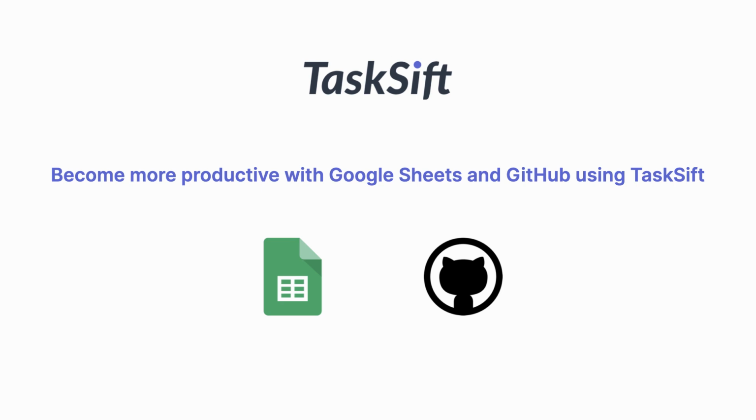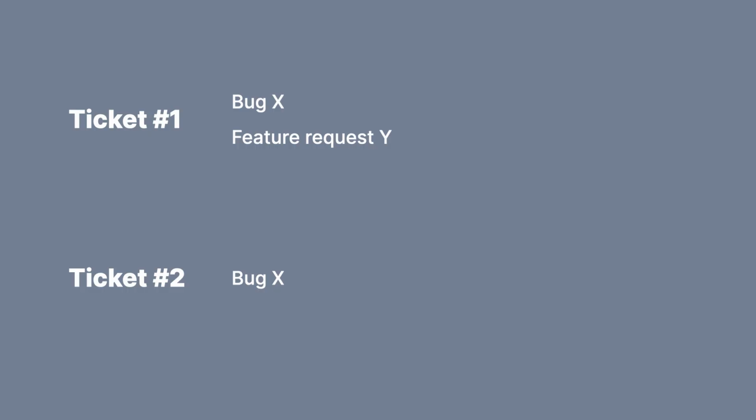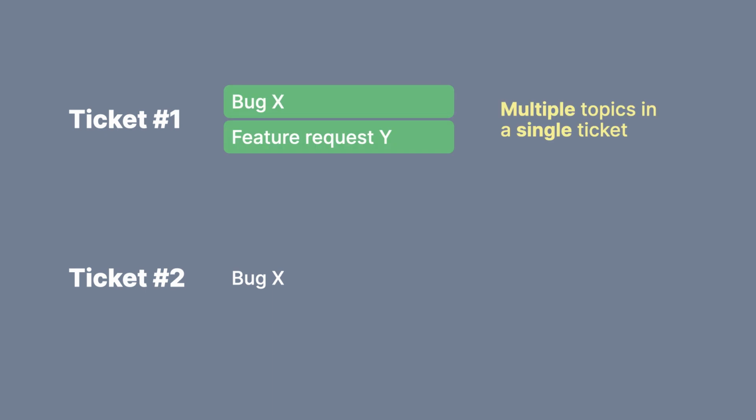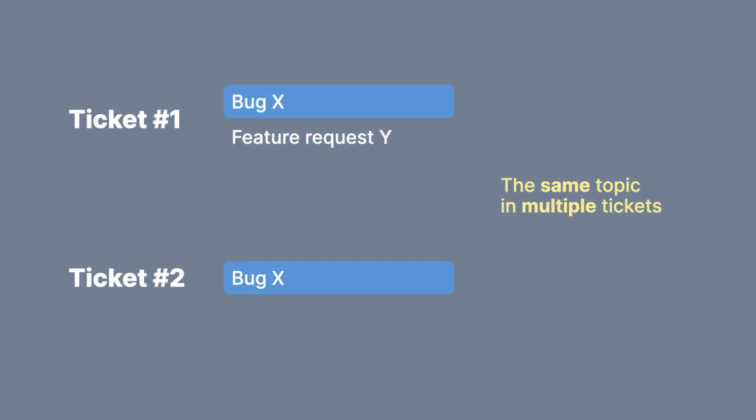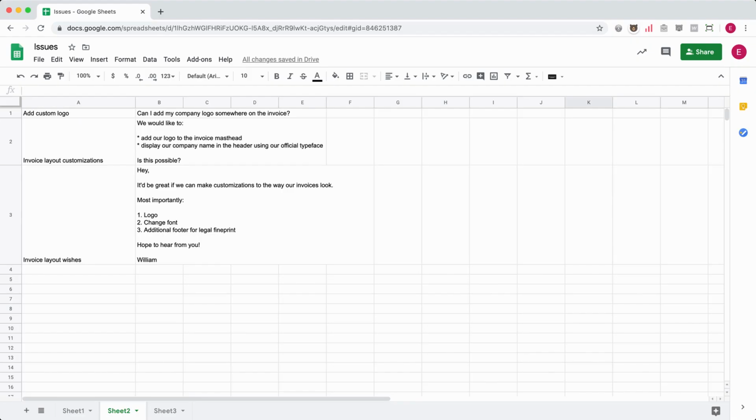I'd like to show you how TaskSift makes you more productive with Google Sheets and GitHub. Let's start by breaking down this customer feedback. The first difficulty is that tickets often contain multiple topics. This makes it impossible to deal with a ticket in one fell swoop. The next difficulty is that multiple tickets can address the same topic. TaskSift solves these two problems for you. Let me show you how.